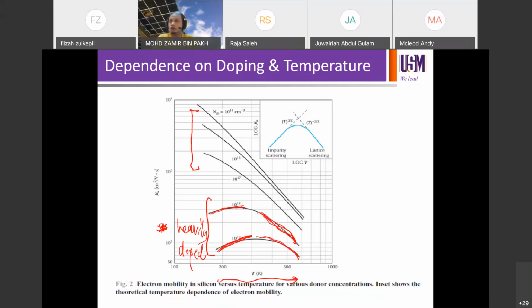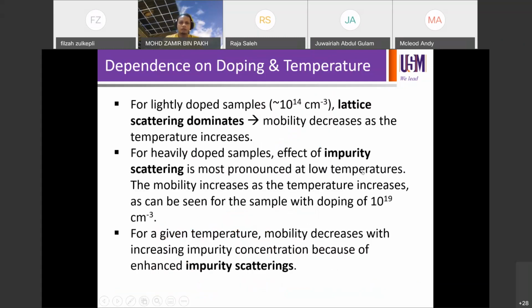There are two different mechanisms dominating at different temperatures, whereas at low temperature it is more dependent on the impurity scattering, and at high temperature it's going to be dependent on lattice scattering. Whereas for low doping, it's going to be more related to the lattice scattering. So for lightly doped 10^14, lattice scattering also dominates. So mobility decreases as temperature increases.